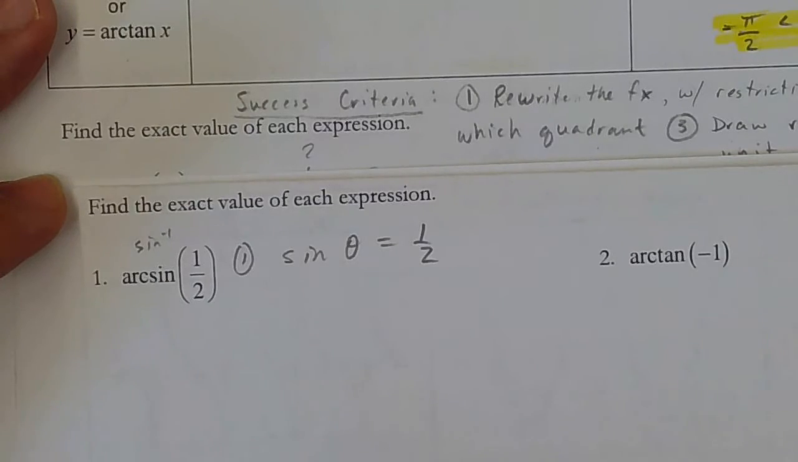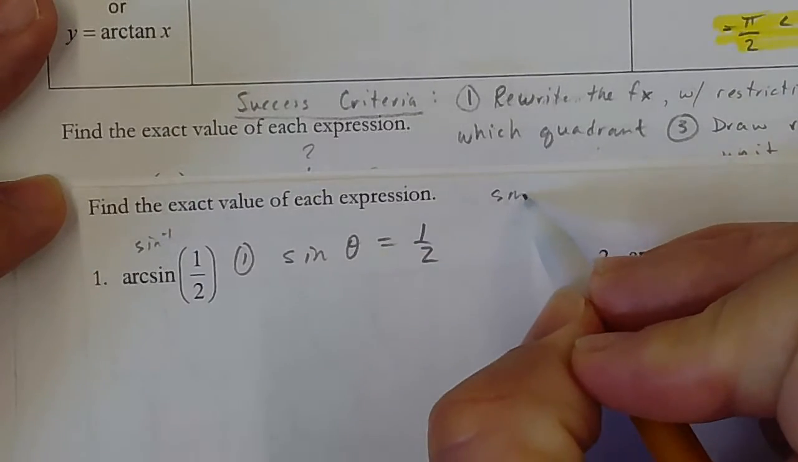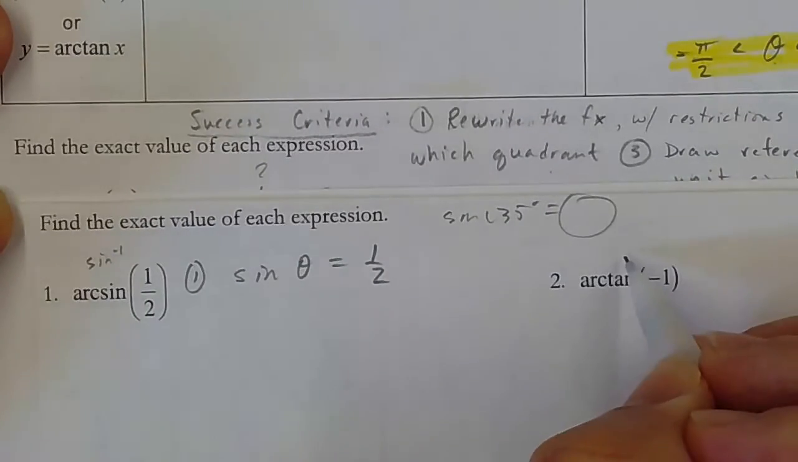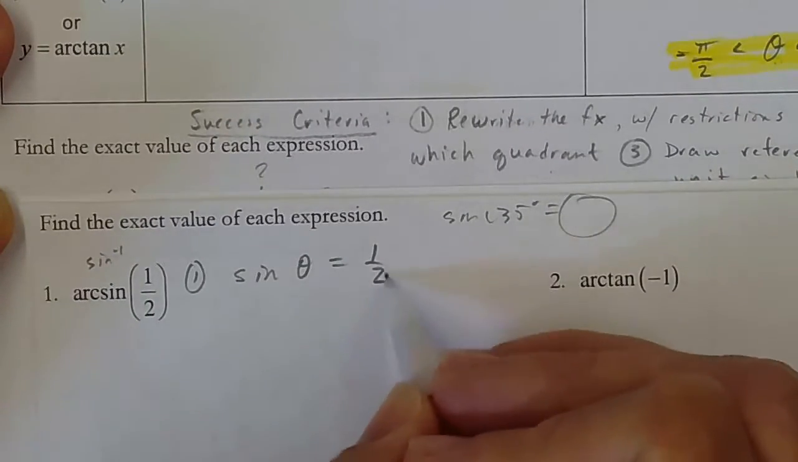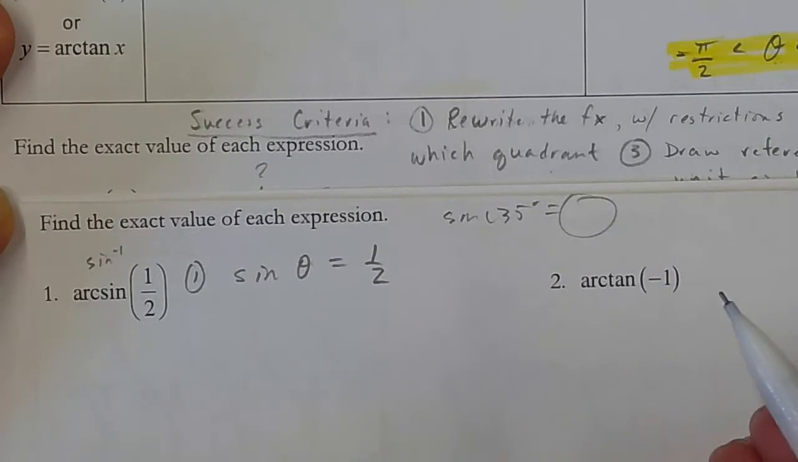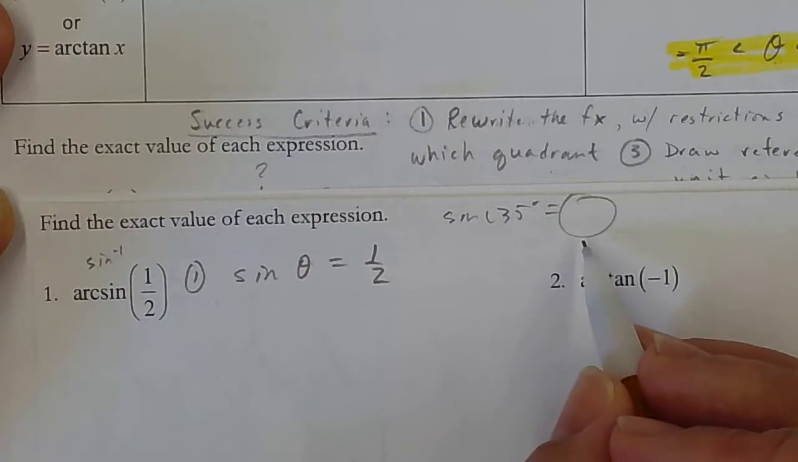In section 4.4 in a warm-up, they gave us an angle like sine of 135, and we were looking for this value, right? Now you're given this value, you have to find the angle that gives us that. Okay, that's the point of these problems here. Go in the other direction.